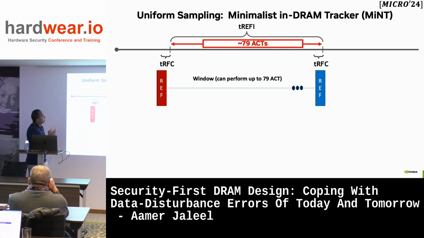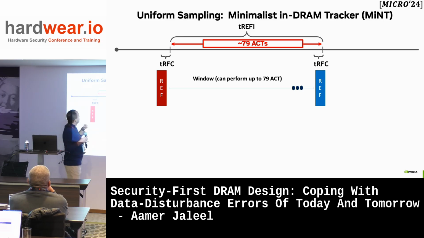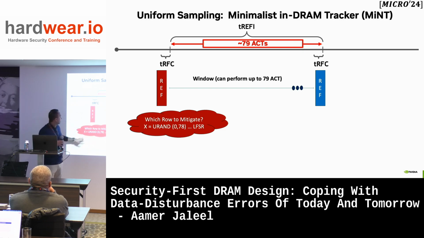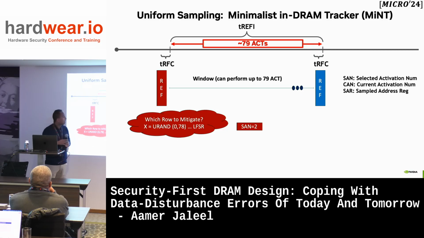So how do we go about doing this? This is something that we presented at MICRO, where at the very beginning of the refresh interval, we'll throw a random number and store it into a register called SAN, the selected activation number.